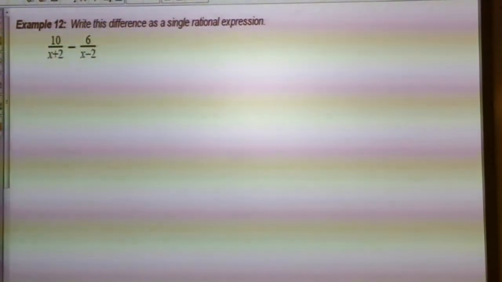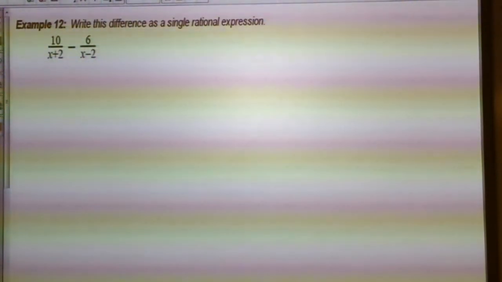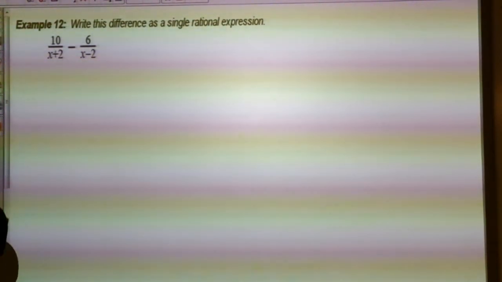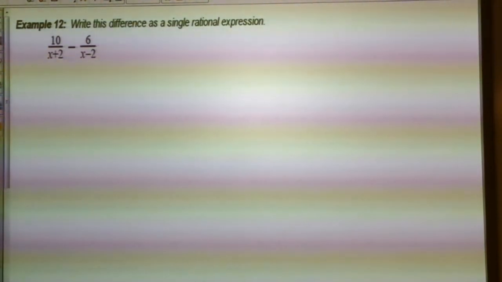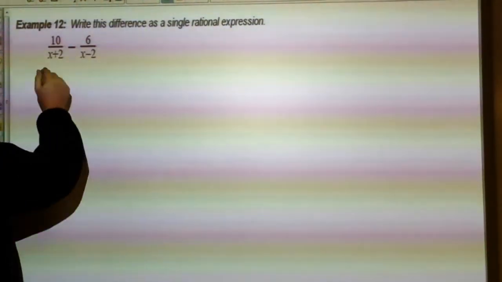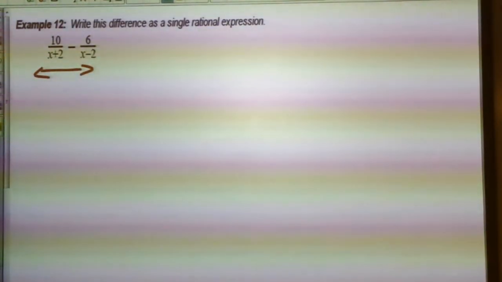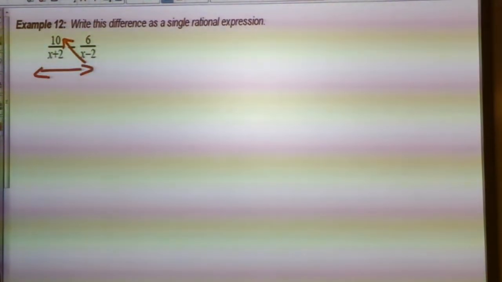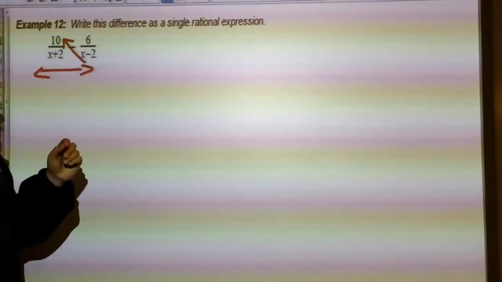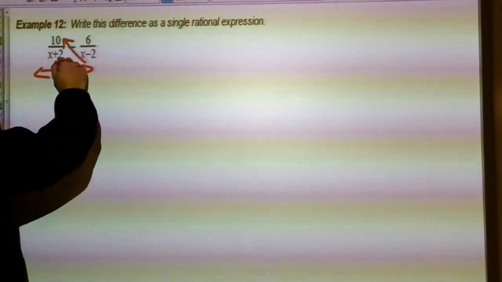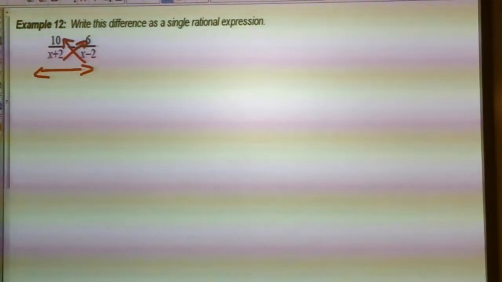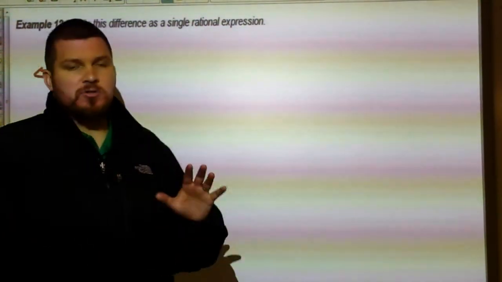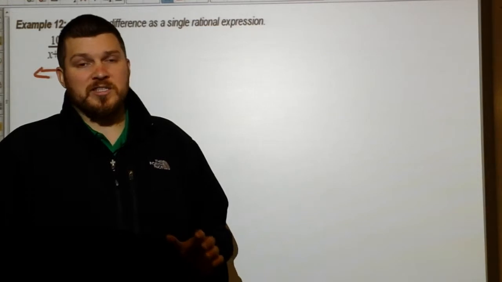Anytime you want to add or subtract rational expressions, what you need to do is first find what's called a common denominator. And finding a common denominator is as simple as multiplying three different ways. The first way we're going to multiply is to multiply our bottoms together: x plus 2 and x minus 2. Then we're going to multiply from the bottom to the top left: x minus 2 times 10. And then from the bottom to the top right: x plus 2 times 6. When we do these three multiplications, it creates one single fraction, and that's the very first thing we need.